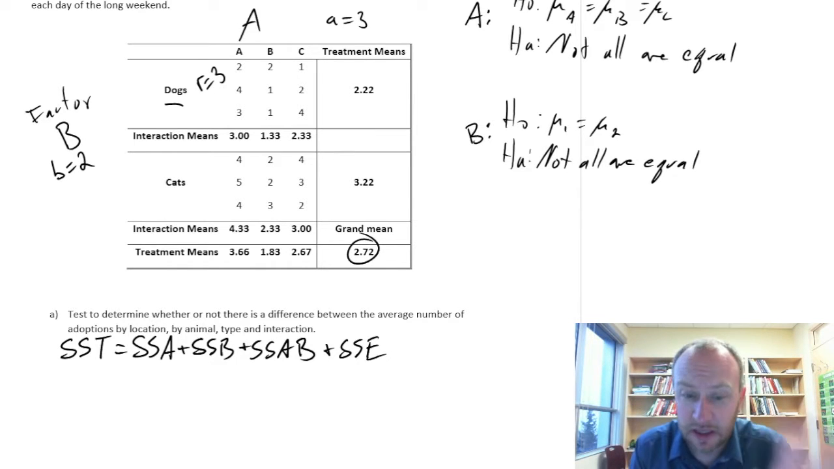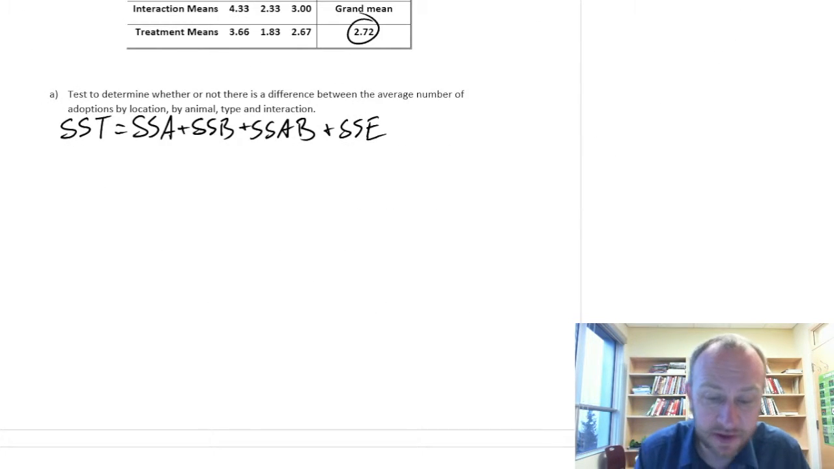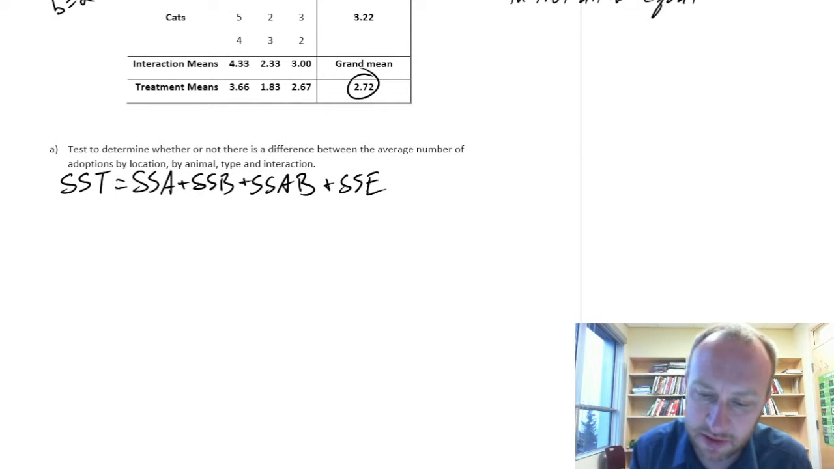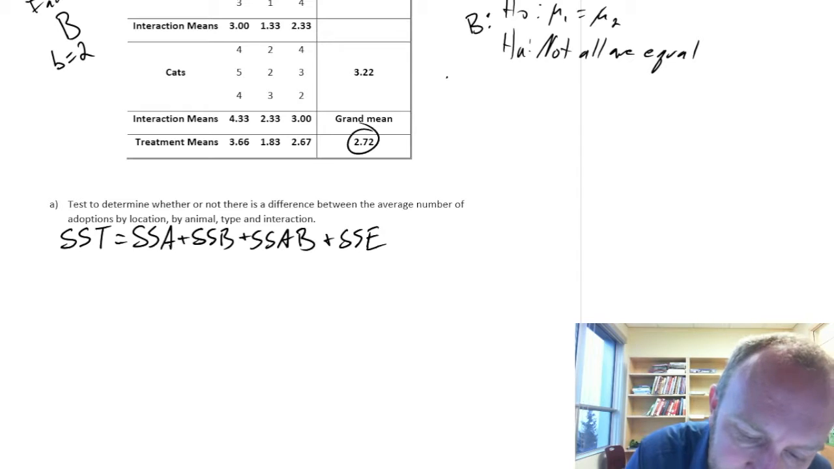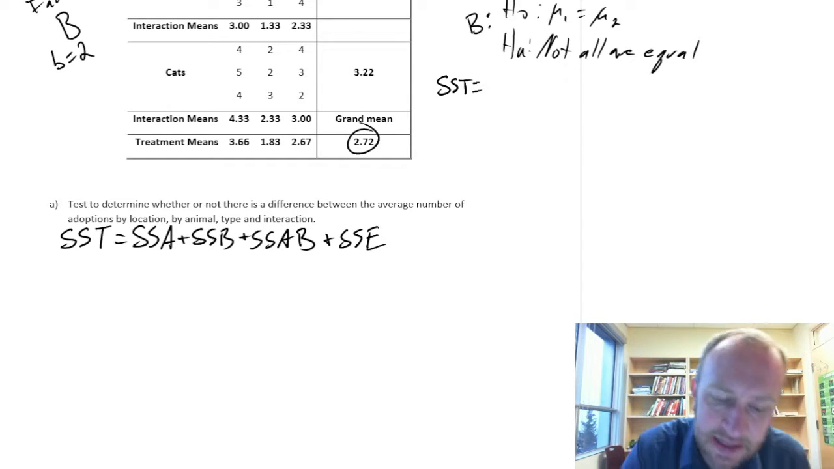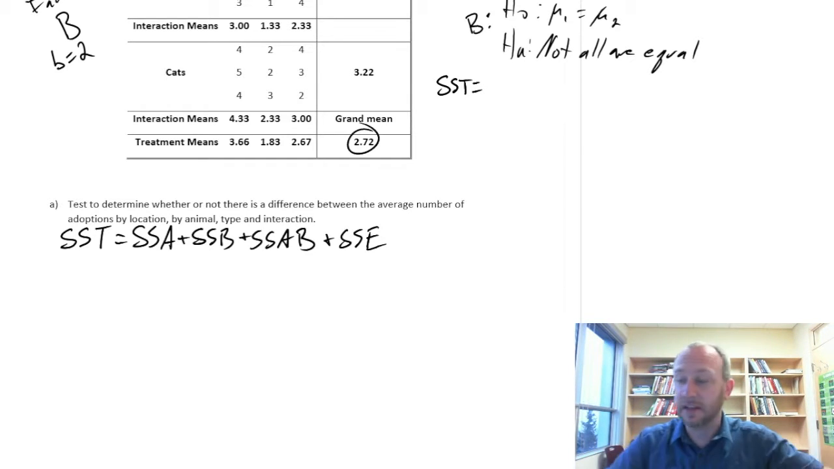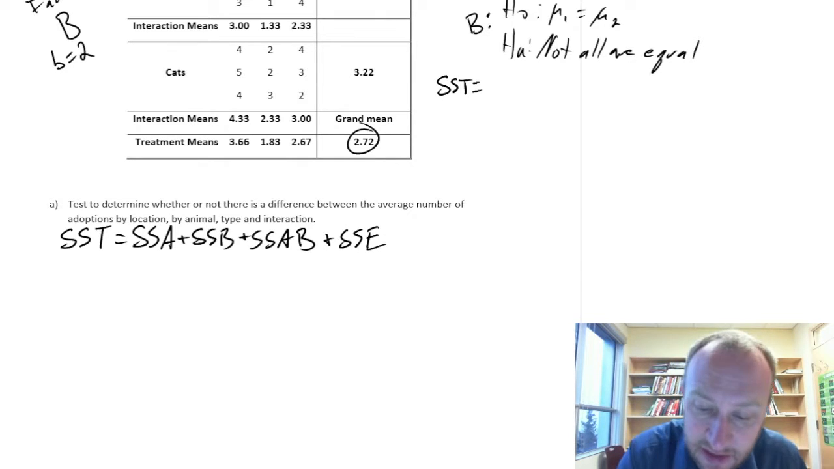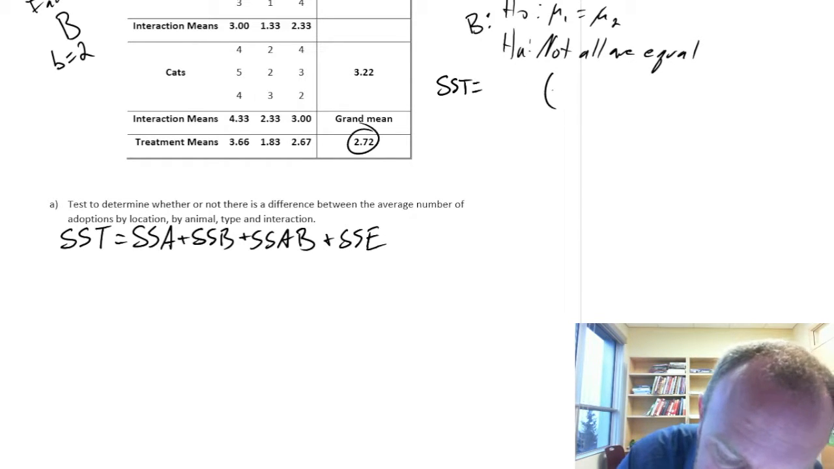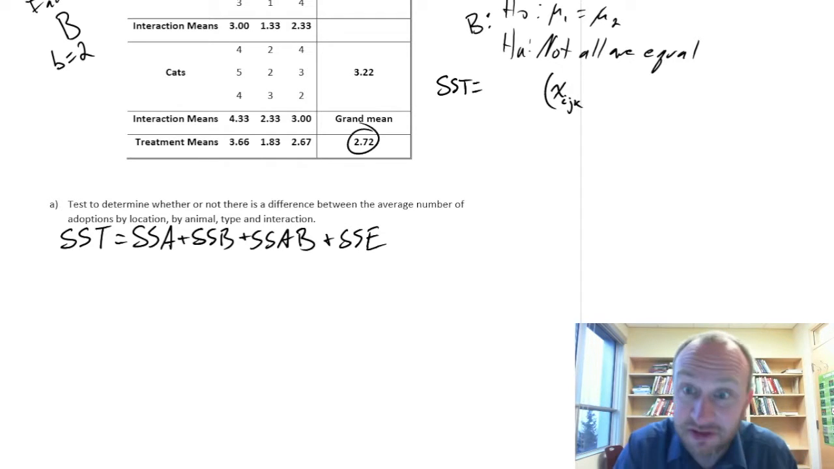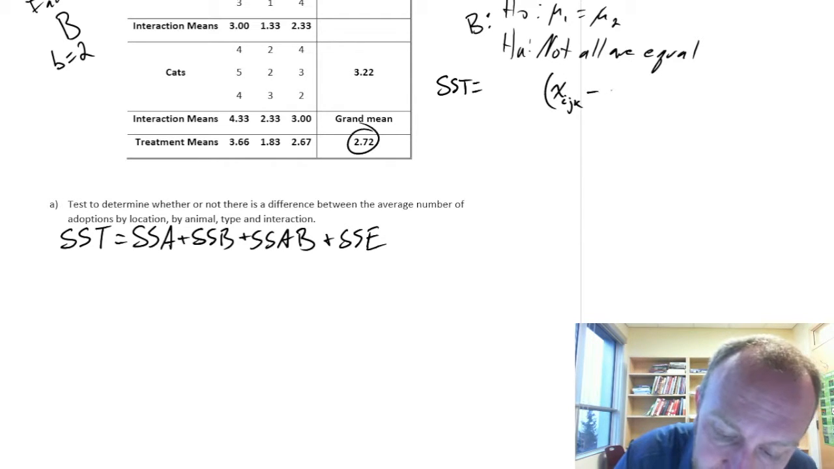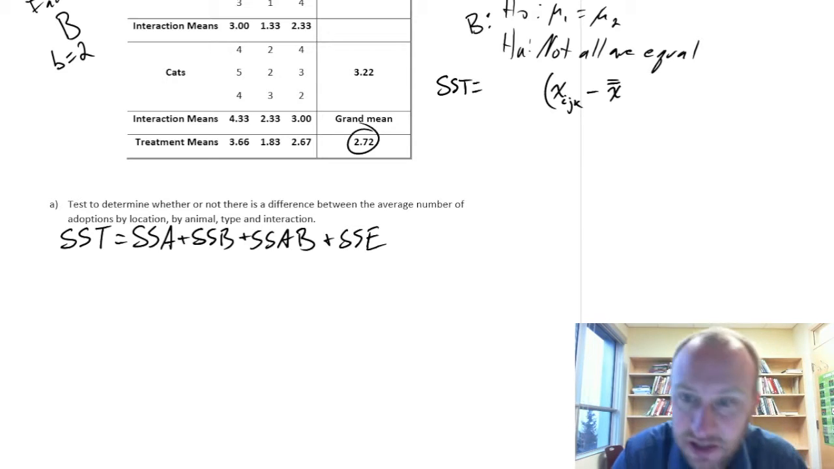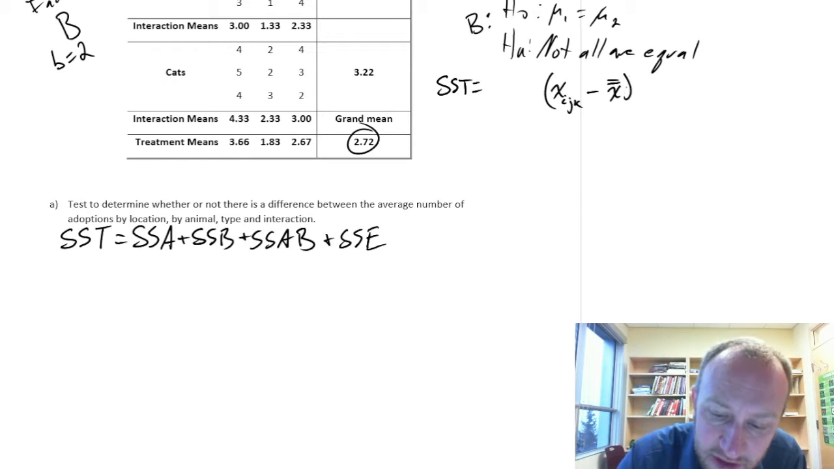Okay, so if we go through the formulas, I'll write them out up here, actually. So SST, again, this is the total variation in that data set. Now, this formula can look tedious because I've got 3 subscripts now. But it's still just the difference between individual observations and the grand mean squared.